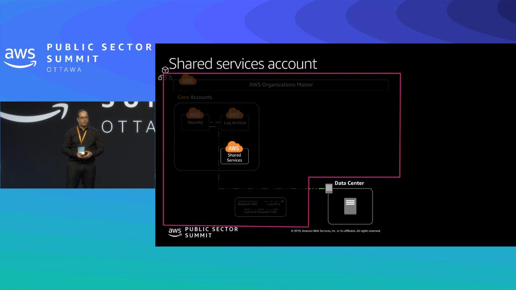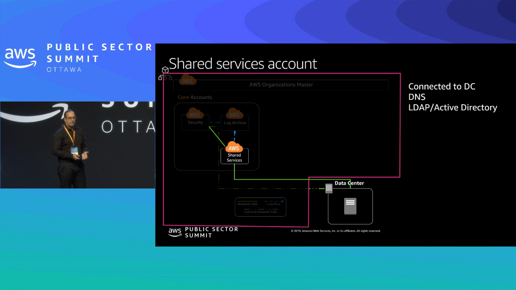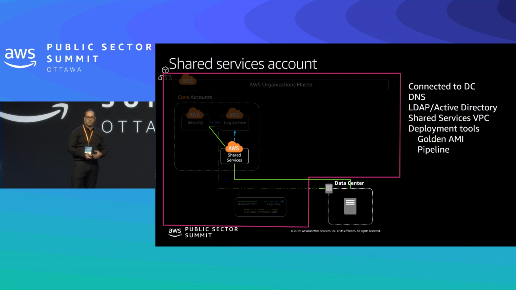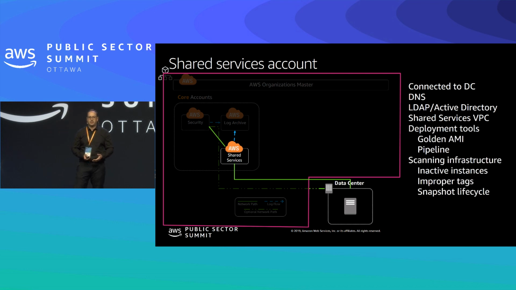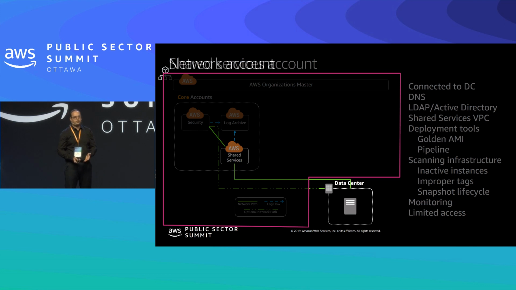In the shared services account, we're also going to add the log files that get sent to the log archive account. We're going to want connectivity to the data center. Maybe a connection to the security account, connected to the data center. Maybe in the shared services we have a DNS service. We'll provide Active Directory service to other accounts and establish connectivity, or LDAP. It's a shared services VPC where if we launch other virtual machines in there, other services can take advantage of it. Perhaps deployment tools, your golden Amazon machine images, any scanning infrastructure tools that you want to launch there that other accounts can take advantage of. Monitoring, and again, limited access.